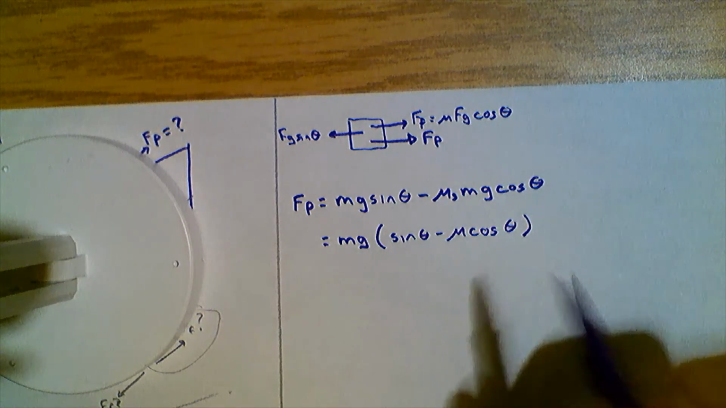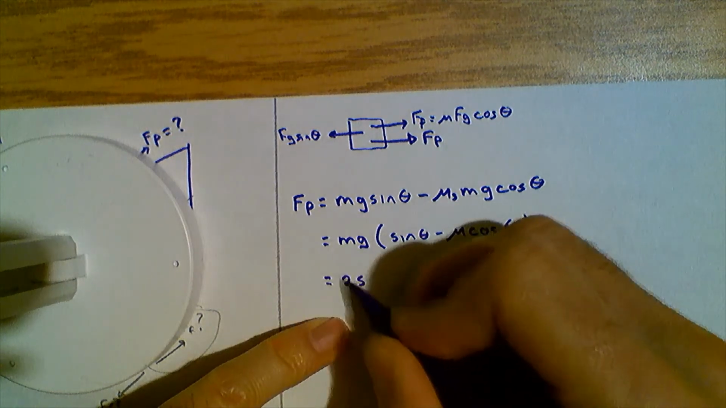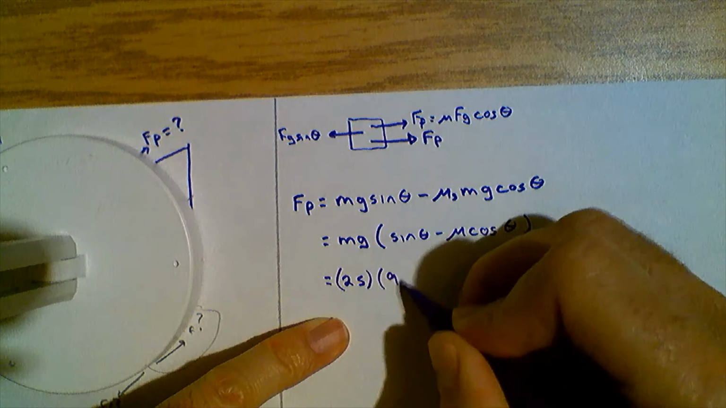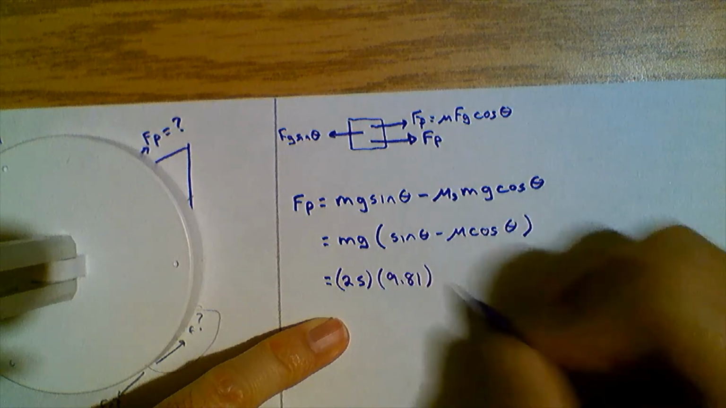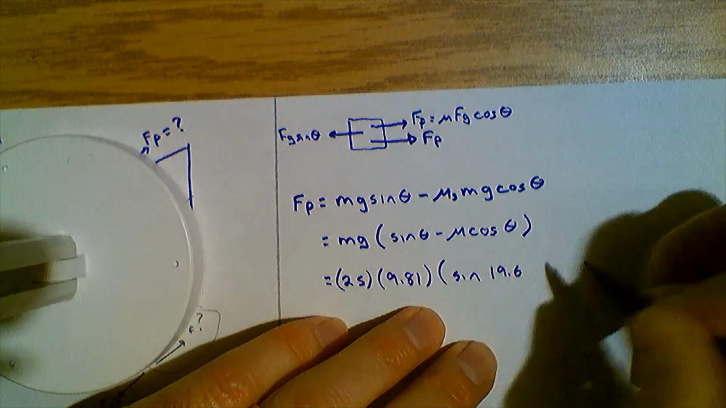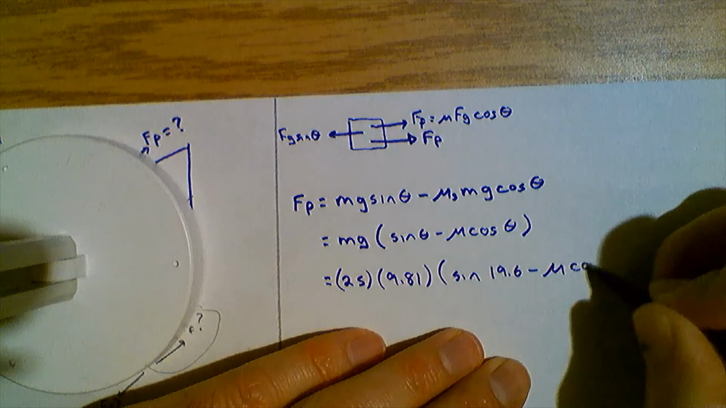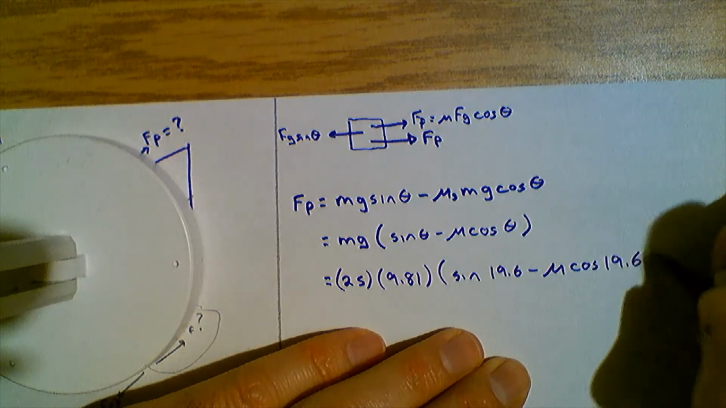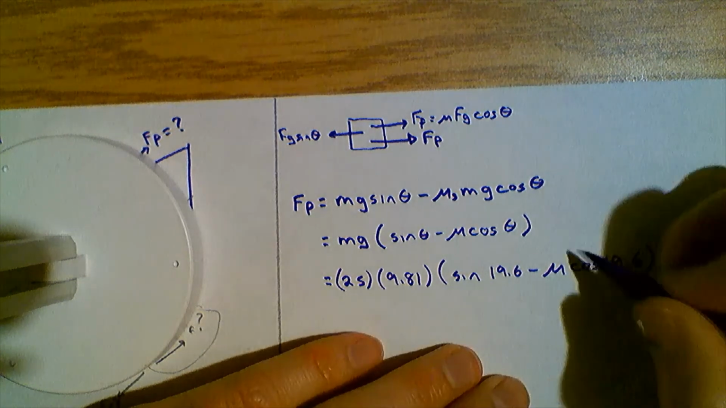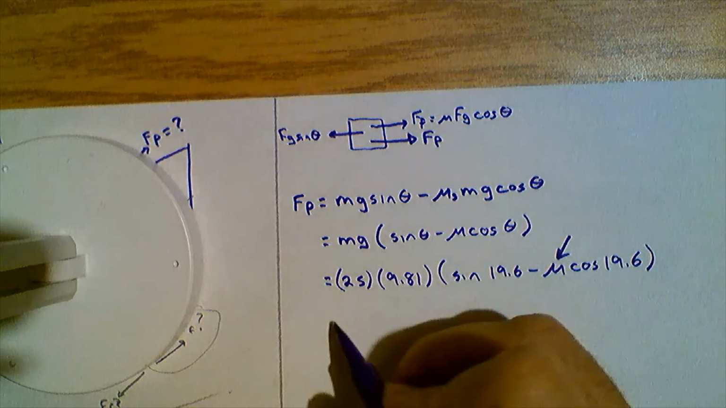We plug in the data, and we know we're going to put 25 times 9.8 or 9.81 times sine 19.6 minus mu cos 19.6. And at this point, you plug in your value for mu, do the calculation to get your value for Fp.